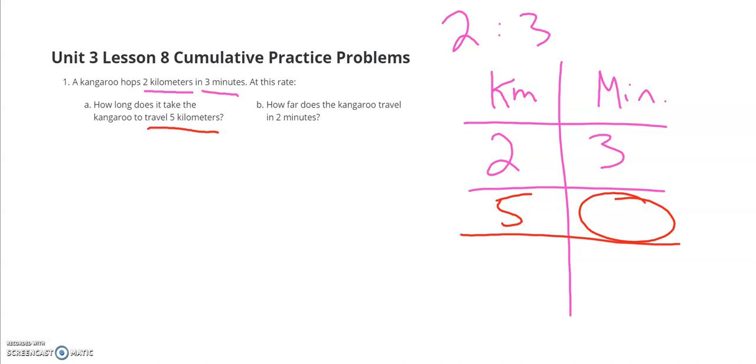Remember that we're using multiplication or division to find an equivalent ratio. But for me, it's hard to think about how we're going to get from 2 to 5 with division or multiplication. So there's something else that can help us, and that's our unit rate. That's going to tell us how many minutes it takes the kangaroo to go 1 kilometer. And I do know how to get from 2 to 1. To get from 2 to 1, we divide by 2.